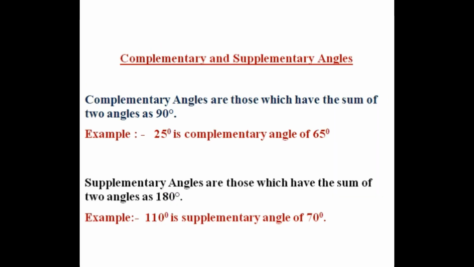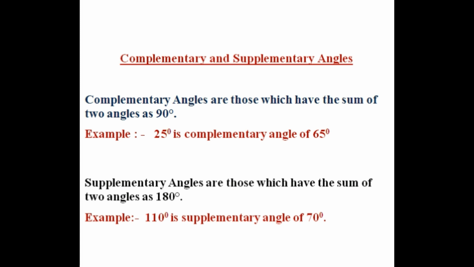Next we will see complementary and supplementary angles. What are complementary angles? If the sum of two angles is 90 degree, then the two angles are called complementary angles. See, complementary angles are those which have the sum of two angles as 90 degree. You see the example, 25 degree is the complementary angle of 65 degree. Both added, you are getting 90 or not?